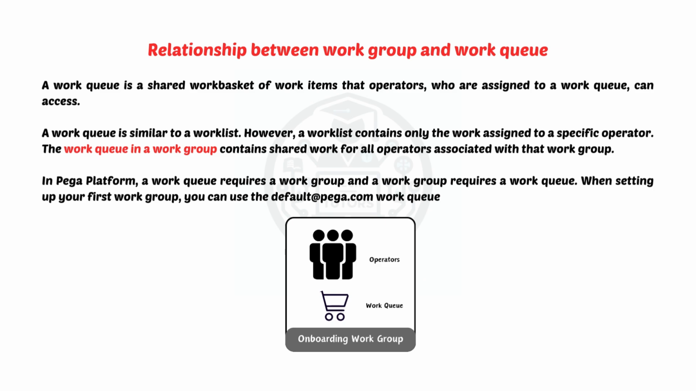Unlike a work list, which contains tasks assigned to a single operator, work queues provide a shared pool of tasks, enabling teams to collaborate and divide workloads more effectively. When setting up your first workgroup in Pega, you can use the default workqueue to quickly configure and test the system. Work queues and workgroups work together to make task routing and team collaboration easier.